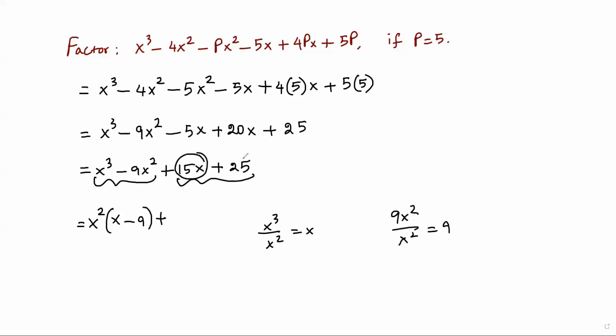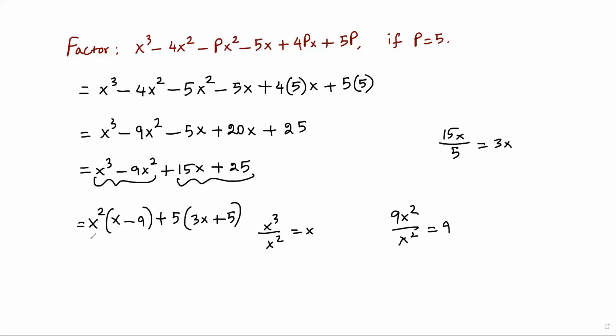And the greatest common divisor for these two terms is 5. So 5 can be factored out. To get the terms inside the parentheses, I have to divide the first term, 15x, by 5. When I do it, I'll be getting 3x. When I divide this 25 by this 5, I'll be getting 5.